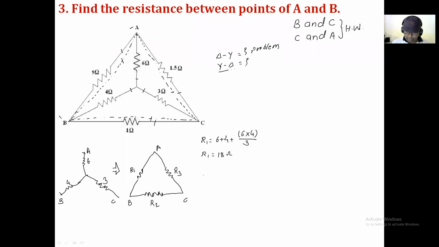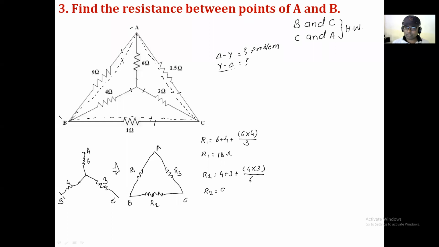Okay. Then R2. R2 is connected in between the points B and C. Come here, in between B and C. Sum of the two resistors present in between B and C, 4 plus 3, plus 4 into 3, divided by the third resistance, which is 6. Give me that answer, R2.